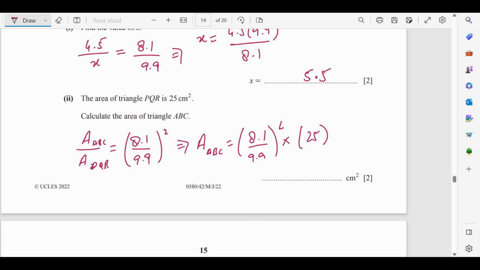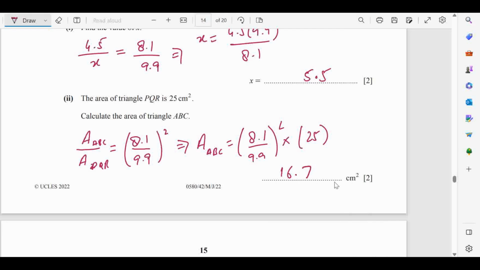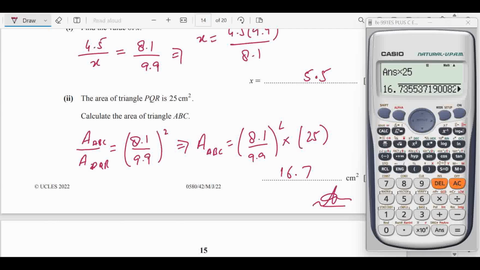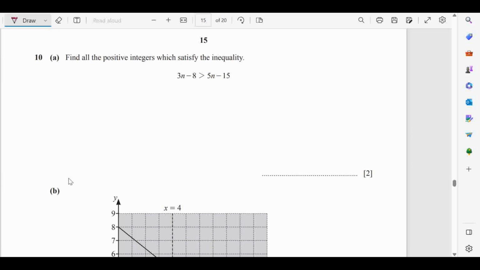Simply cross multiply it, and now we can use the calculator: 8.1 divided by 9.9, whole square, multiplied by 25. This will be equal to 16.7. So 16.7 centimeters square will be the final answer. So we can move to the next part. Next question, question number 10.